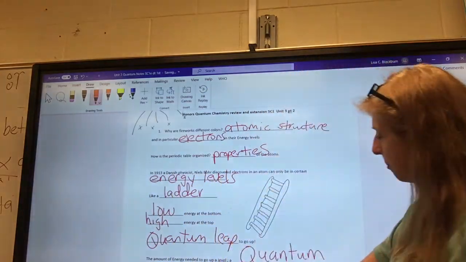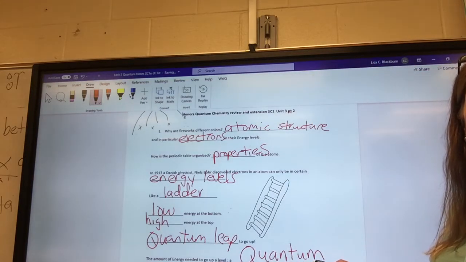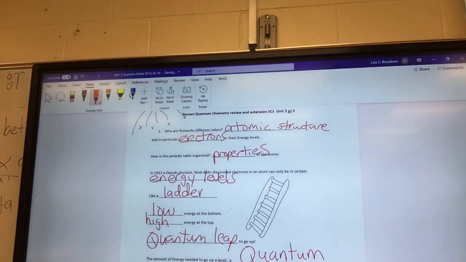All right. So those are my particles, and there's the wave. Do you have the wave and the particle on yours? Yes. Okay. So they can be a wave or a particle. They can be a little ball, or they can fly off as light.